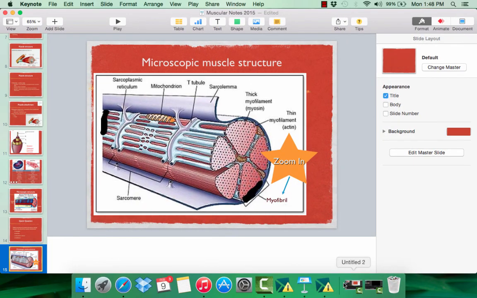Okay, so that concludes the first muscle lecture. In lecture 2, we'll zoom in on the myofibrils to see how they help with muscle contraction.